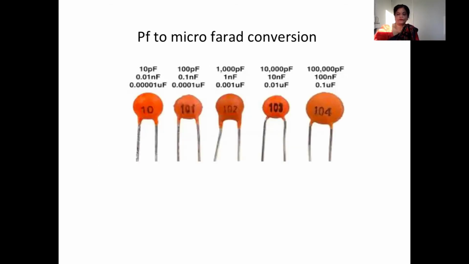Here pF capacitors are given and we will convert them into farads. Suppose a 10 pF capacitor is there, that means 0.00001 microfarad. Suppose a 101 pF capacitor is there, that means 100 pF, and 0.1 nF means 0.0001 microfarad. Suppose 1000 pF is given, that means it is 1 nF, and 1 nanofarad is equal to 0.001 microfarad.